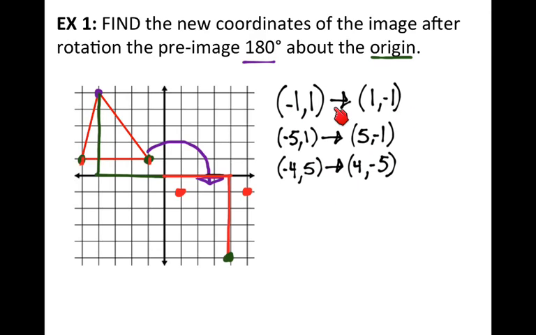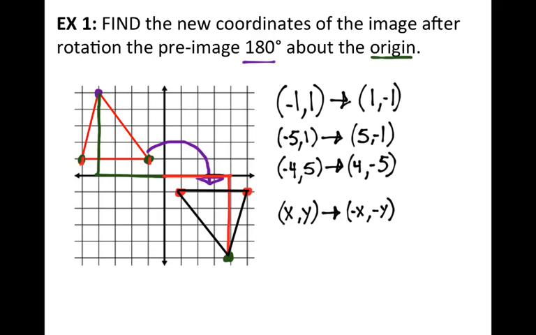Well, -1, 1 turns into 1, -1. -5, 1 turns into 5, -1. -4, 5 turns into 4, -5. So that means our rule here, it looks like X and Y stays in the same spot, but it becomes -X, -Y. So if you pick any point on this graph and rotate it 180 degrees around the origin, all you have to do is make X negative and Y negative for whatever your ordered pair is, and you'll get the correct answer.